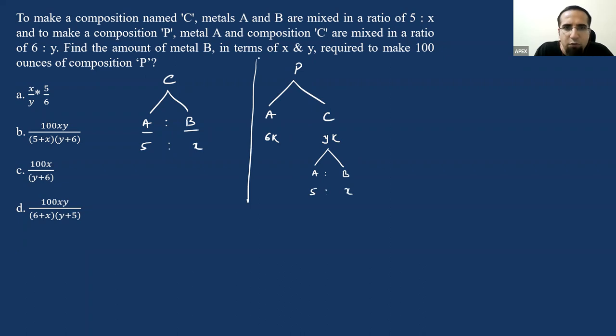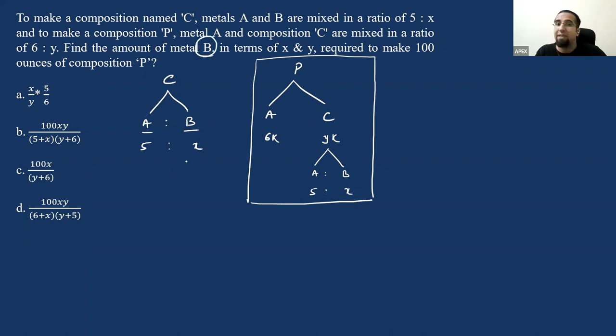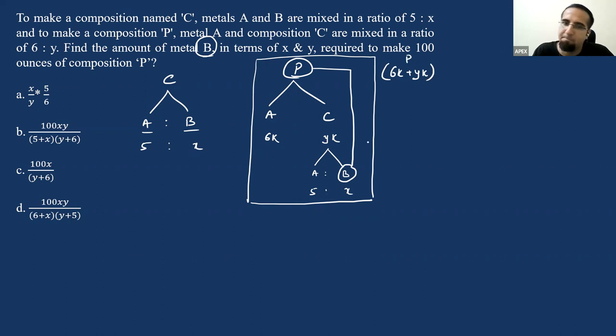Let's focus here. Why am I focusing here? Because the question is asking you, find the amount of metal B required in terms of X and Y to make 100 ounces of P. So I need to connect P with B. Clear? So if I'm taking 6K and YK, that means 6K plus YK ounces of P has how many ounces of B? Okay. So how many ounces of B here, guys? So B here would be X divided by 5 plus X into YK.